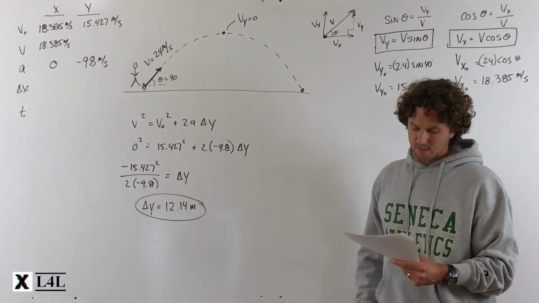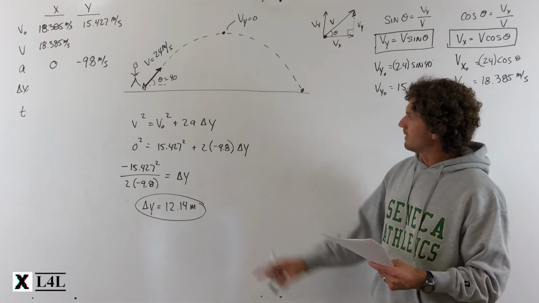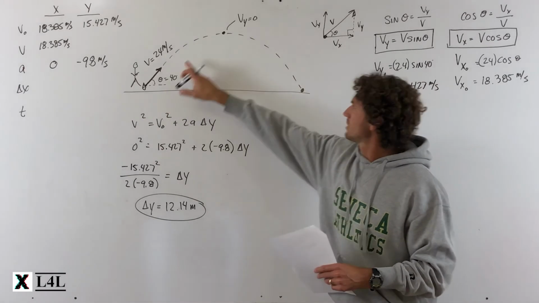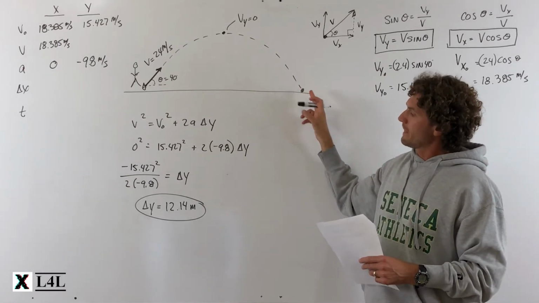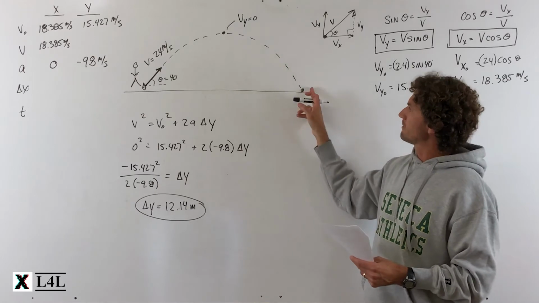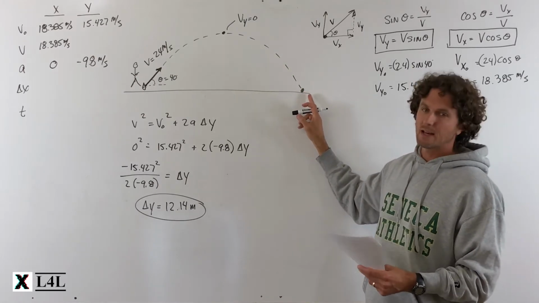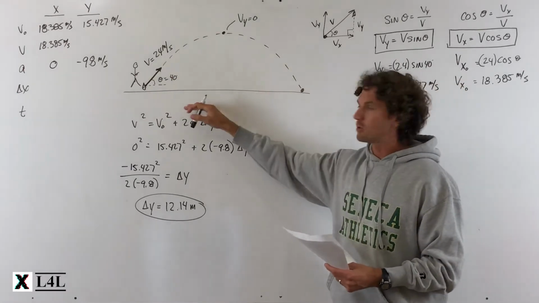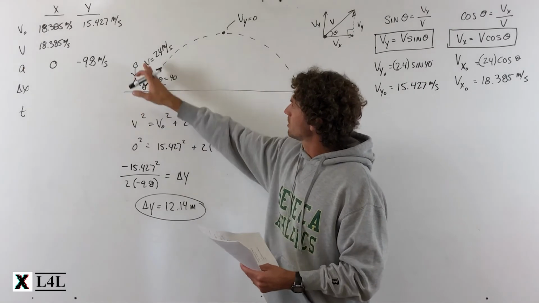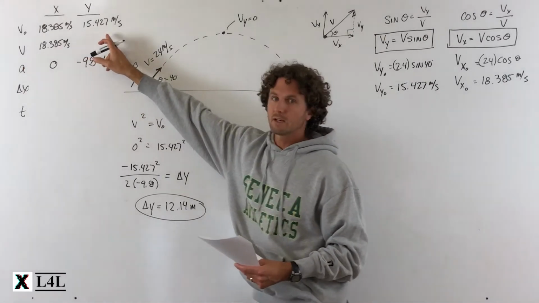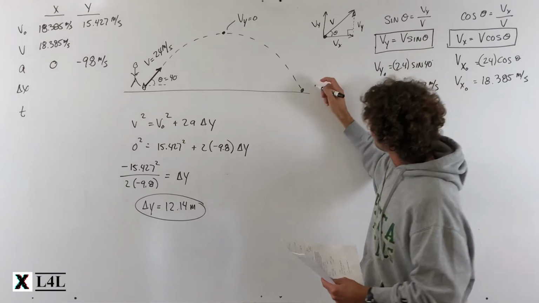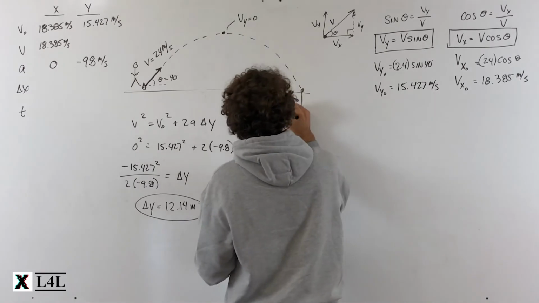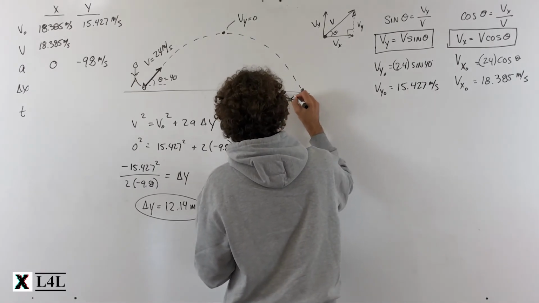Now B asks, how far does it travel before it hits the ground? So we're no longer analyzing this point. We're trying to analyze all the way down to here. Now we have two different things we could do. We could change our final velocity. What is our final velocity in the vertical right here? Well, conceptually we understand that if it's at the same vertical plane, and I have an initial vertical velocity of 15.427 meters per second, that means right here I'm going to have negative 15.